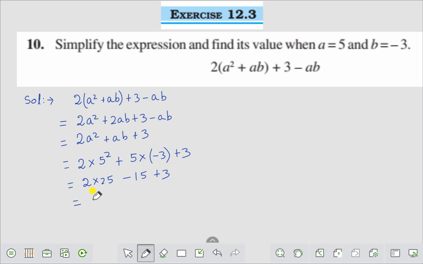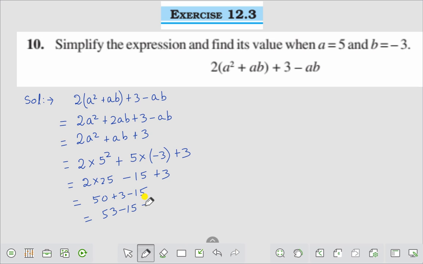25 into 2 is 50. 50 plus 3 minus 15, so you are getting 53. That is, you are getting 53 minus 15.